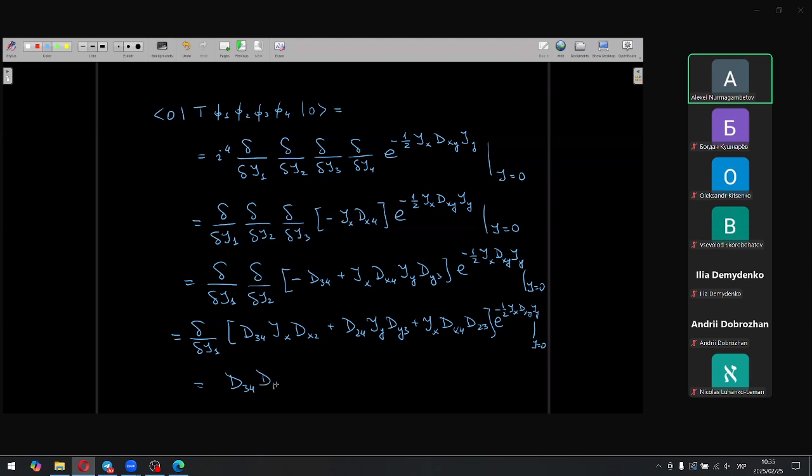D3/4 D12 plus D2/4 D13 plus D14 D23. And clearly, we have 3 terms, each of which contains 2 disconnected contributions, because here we have 2-point correlators. And the principle of this result can be illustrated with a sort of Feynman diagrams.